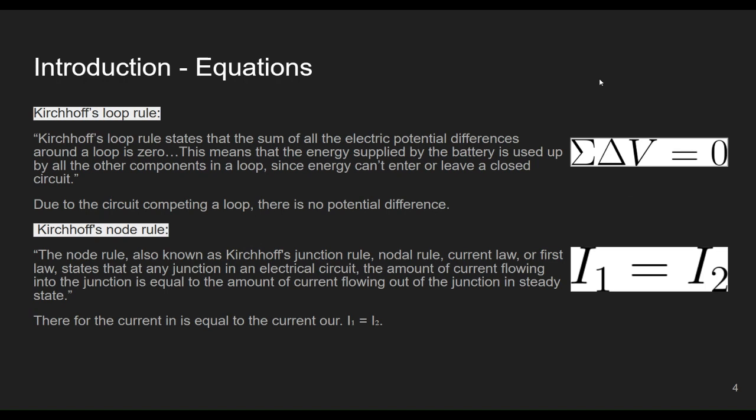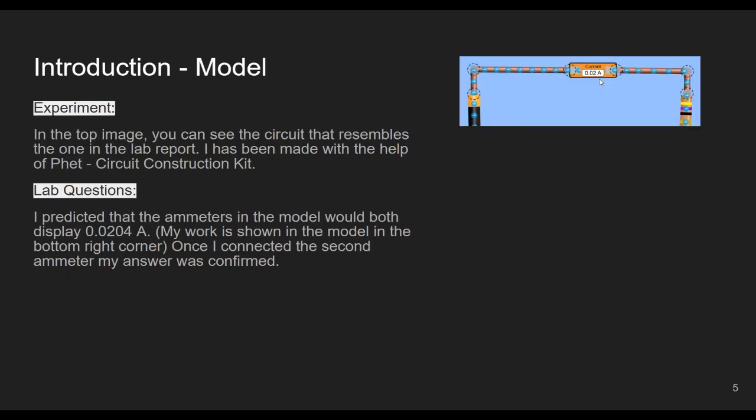The loop rule basically says that the sum of all electric potential differences around a loop is zero. Since the circuit is a complete loop that we're working with, there is no net potential difference. And the node rule says that the amount of current flowing into a junction is equal to the amount of current flowing out of the junction in a steady state. So the current in is equal to the current out, and our I1 is equal to I2.